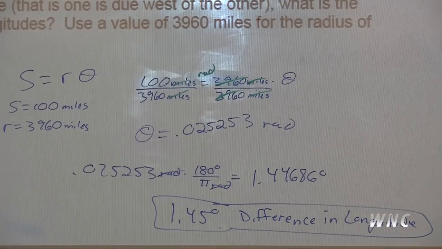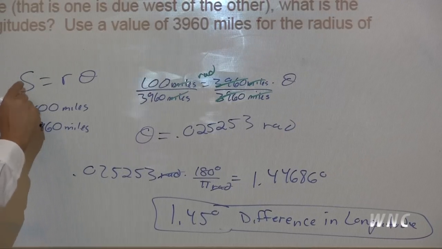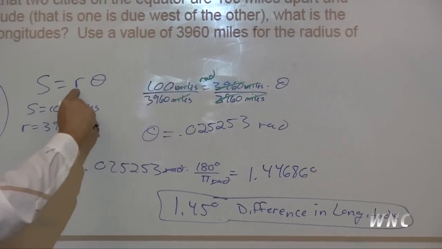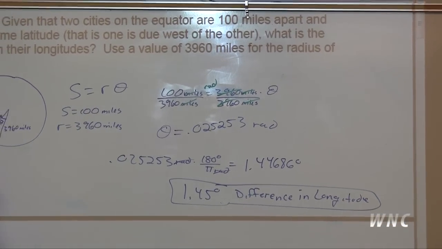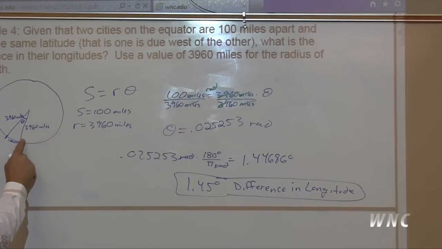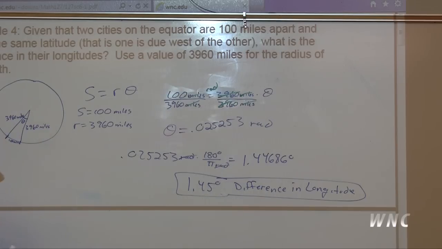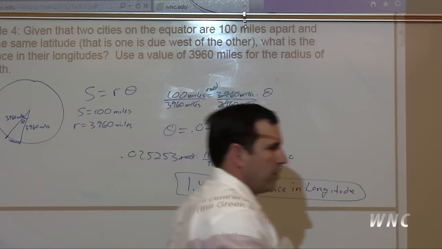Okay, that's it. So let me just recap. This one uses arc length is r times theta. We know the arc length, that's the 100 miles apart. We know the radius, that's 3,960. We don't know the angle. We want to find the angle. Plug in the pieces and do our division.